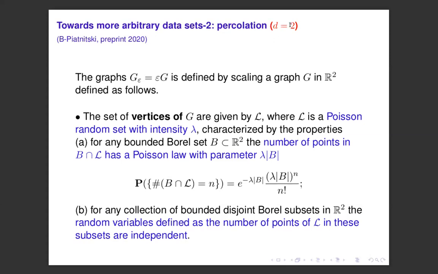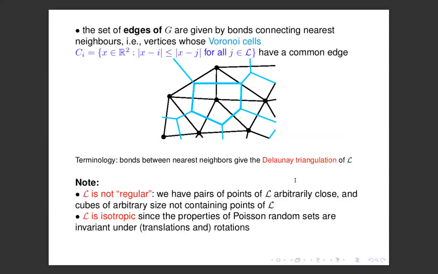Actually, we are looking only at the case d equals 2 for some technical reason that maybe I will talk about afterwards. So these are uniformly distributed points with this law, and the edges of this graph are given by nearest neighbors. Nearest neighbors are defined through Voronoi cells. So every point of the lattice has a cell which is defined as the points which are closer to this point than to the other points of the lattice.